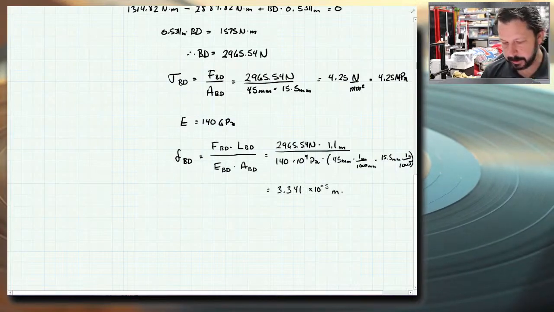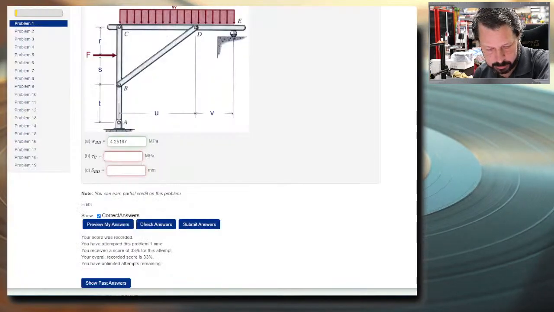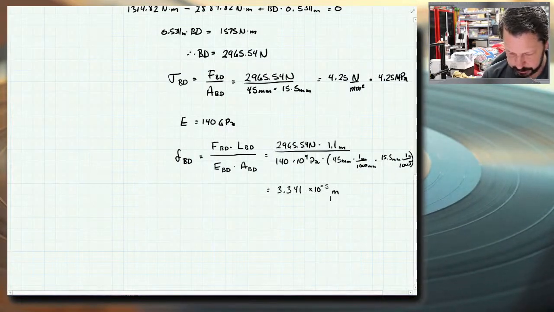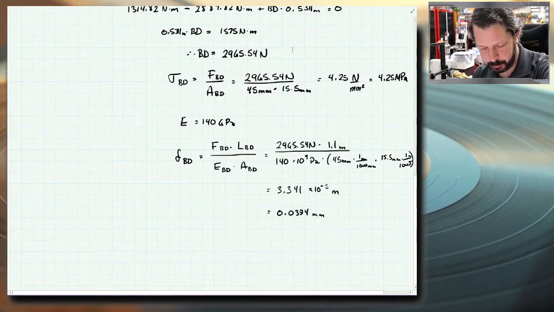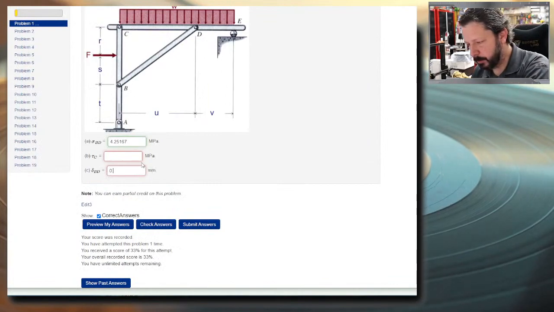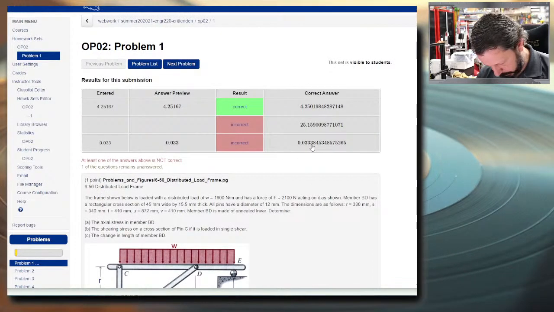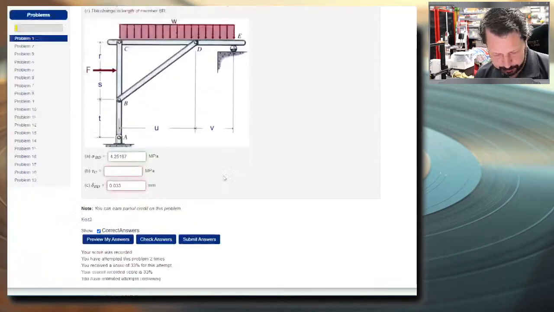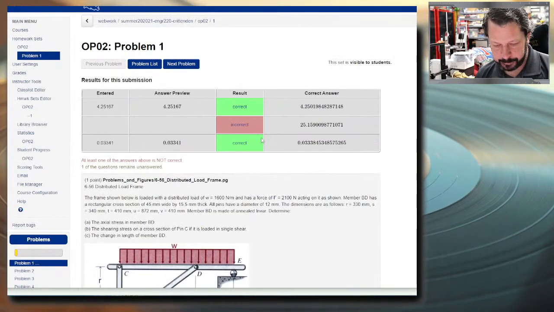So I'm sure this wants us to put it in millimeters. Let's check. Yeah, it wants millimeters. So let's multiply times 1,000. So 0.0334 millimeters. And let's see if that's acceptable. 0.033 millimeters. Oh, we didn't put enough decimals. I have 3341. It's 3338. I bet if we put the others in there, 3341, we're probably fine then. Yes, we got it right. All right.